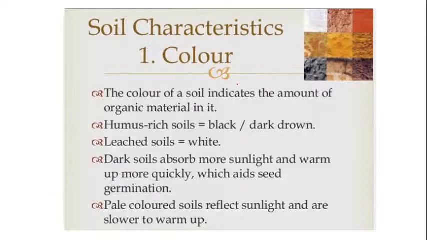We'll go one by one. First is the color. The color of the soil indicates the amount of organic material in it. Color എന്ന് പറഞ്ഞാൽ ഒരു soilന്റെ color mainly indicates the amount of the organic material present in it. Example, humus rich soil. ഇല്ലേ, നമ്മൾ O horizonൽ humus rich ആയിട്ടുള്ള soil ആണെങ്കിൽ it's black or dark brown in color.